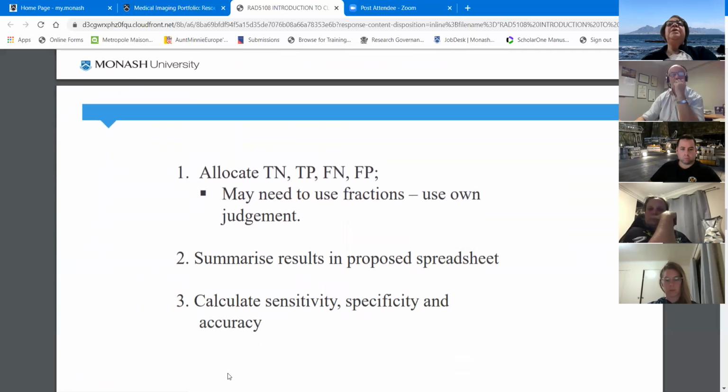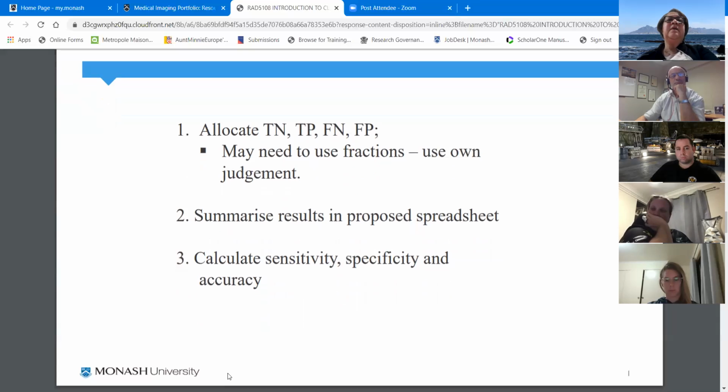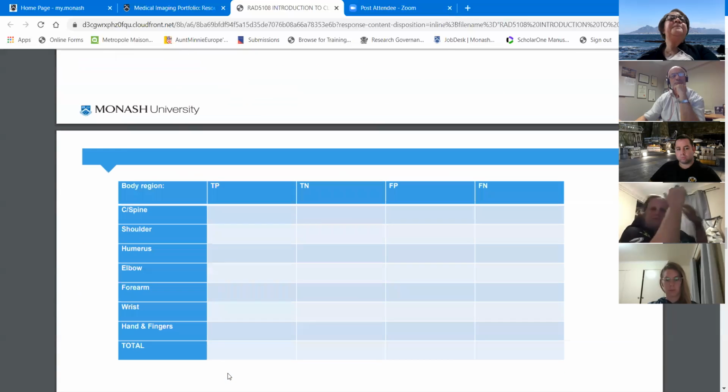And as I said, when you allocate the true negative, true positive, you can use fractions. And for that, I say use your own judgment, because as I said, the radiologist report sometimes has additional information that's not related to the clinical question. So you can ignore part of the radiologist report, but then just mark yourself against the pertinent things that are important. And then I've got a spreadsheet that I will also show you.